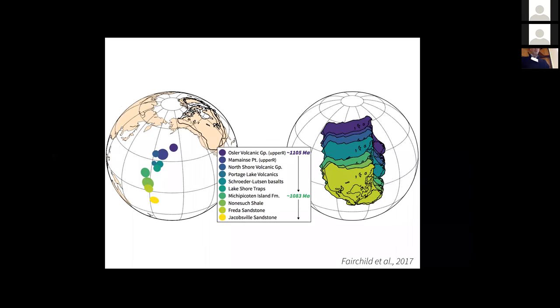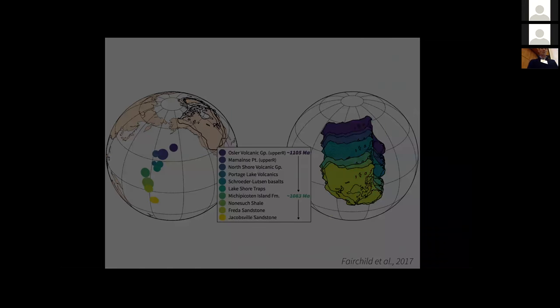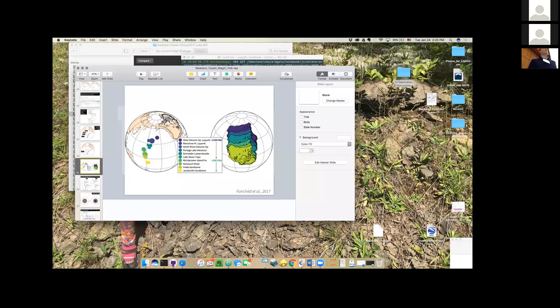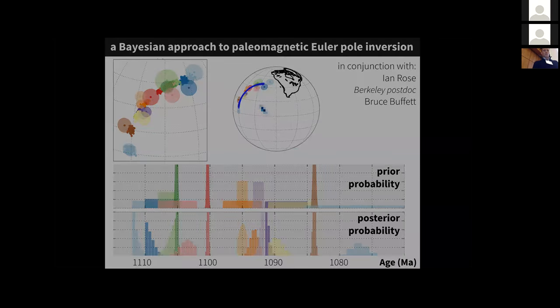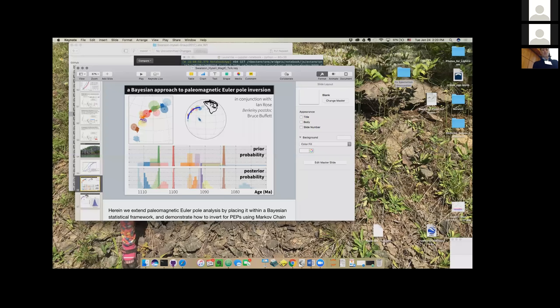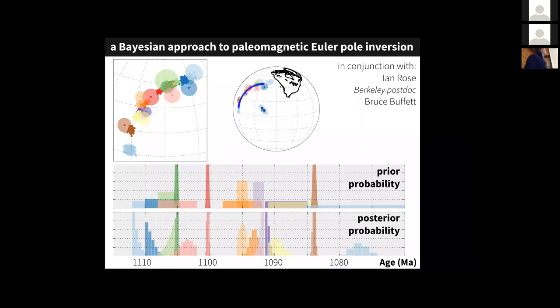So this is actually, I have one slide, we're still working on this, but a student, Ian Rose, who is working with Bruce Buffett, is currently doing a postdoc at the Berkeley Institute for Data Science. He came up with this idea of revising Richard Gordon's paleomagnetic Euler pole inversion approach to dealing with pole paths. So here, let me not cover up Ian's name. This would be an approach to that. We're taking in some of the data.